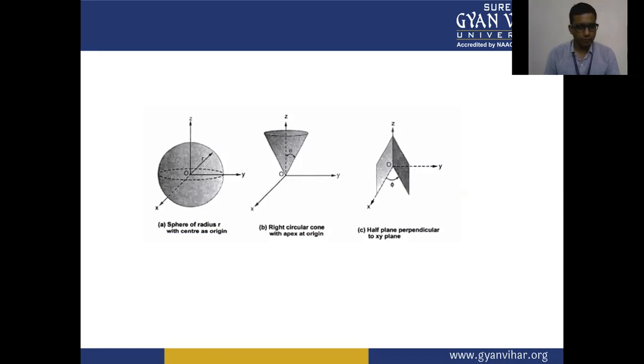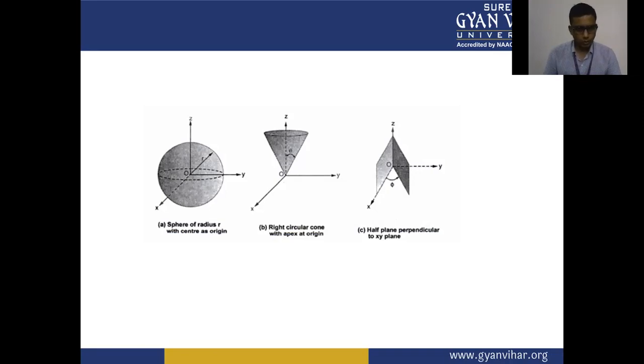In the xyz plane, we have the origin at the center of the sphere, and we have a radius r from the origin to the surface of the sphere. So this distance is measured by r. Now we have a right circular cone with the apex at the origin. Figure B shows the right circular cone with the apex at the origin.